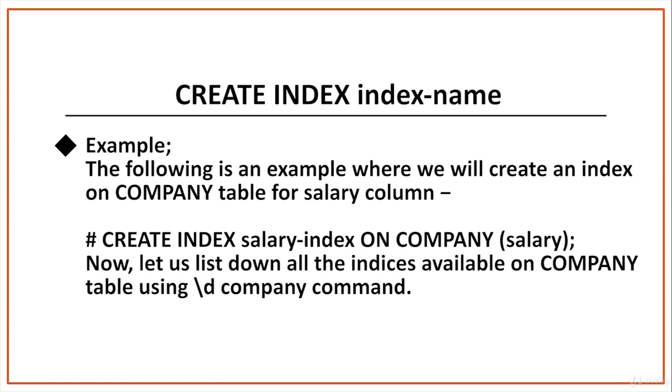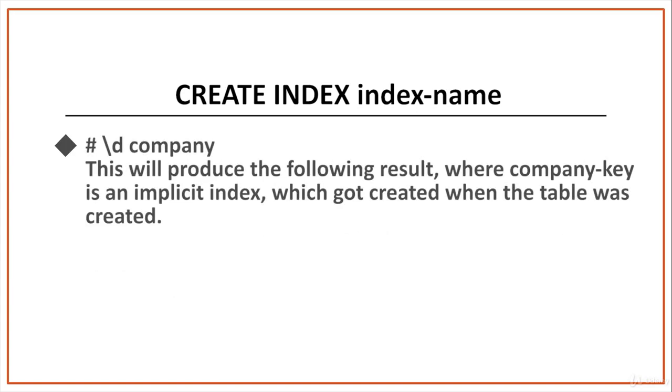Now let us list down all the indices available on the company table using the \d company command. This will produce the following result, where company_pkey is an implicit index, which got created when the table was created.